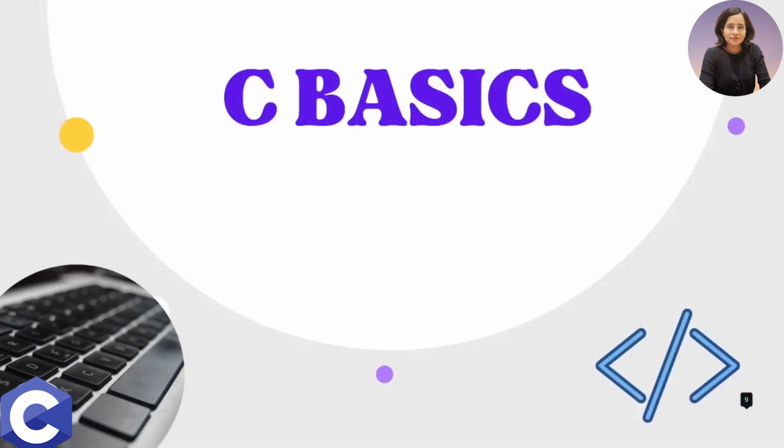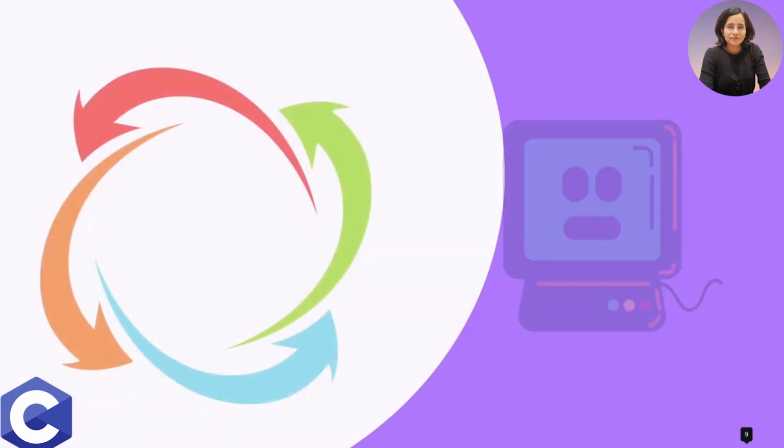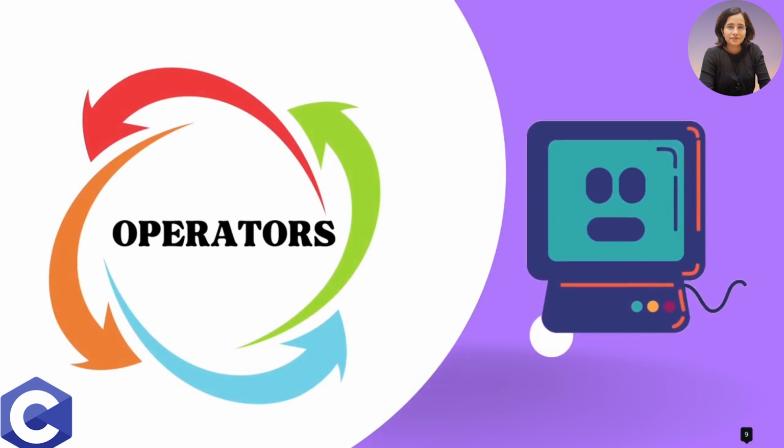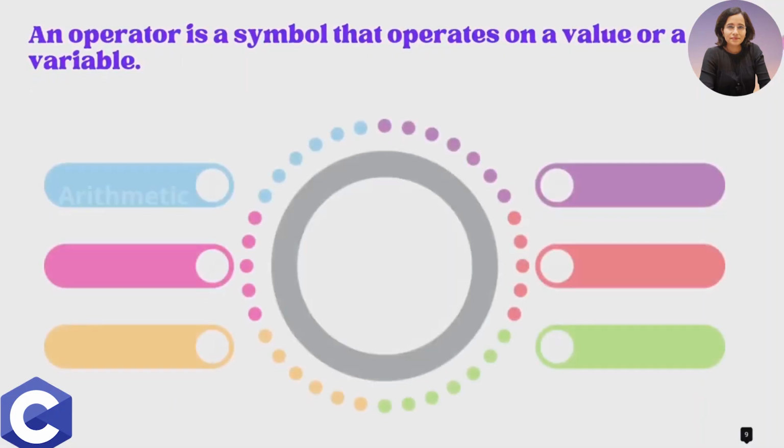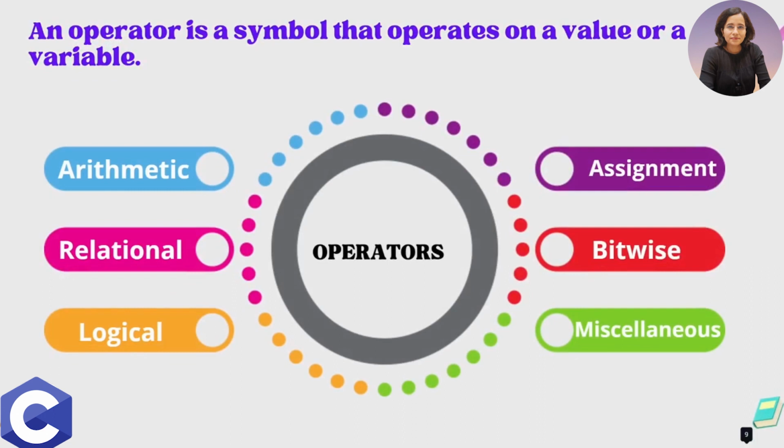In this module, we will be gaining knowledge of different operators available in C. What is an operator? An operator is a symbol that operates on a value or a variable. It is used to perform mathematical and logical operations. Here is a list of operators.